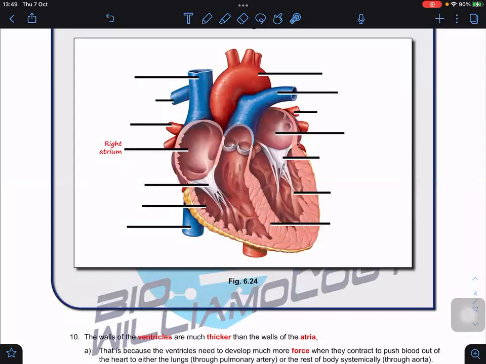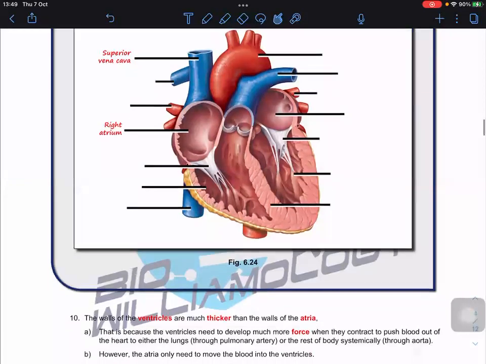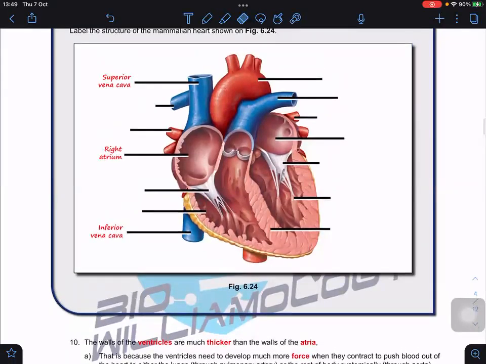So one is at the top. The top one is called superior. Superior, right? So from the top down, meaning from your brain, from your head down. This one is called superior vena cava. And from the bottom up here, from the bottom up, that means it's inferior. Okay, inferior vena cava. Okay, so next.